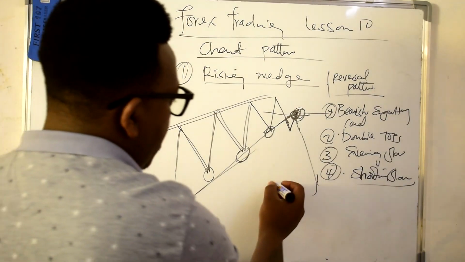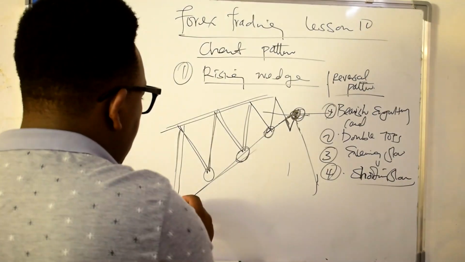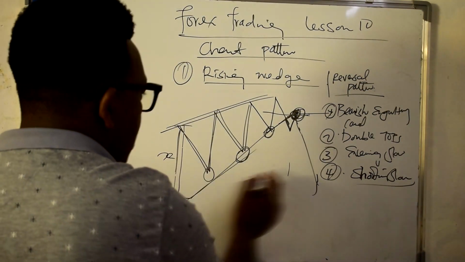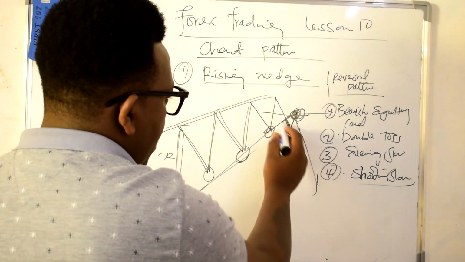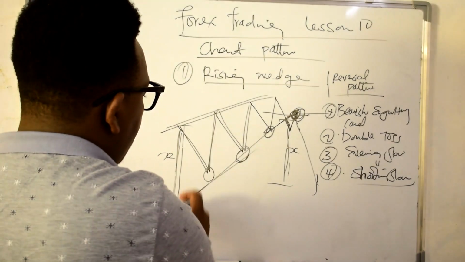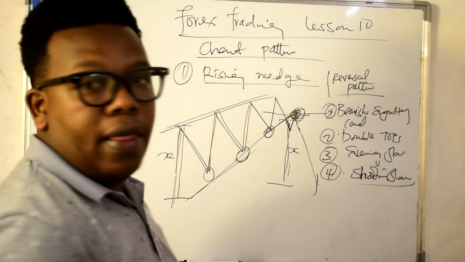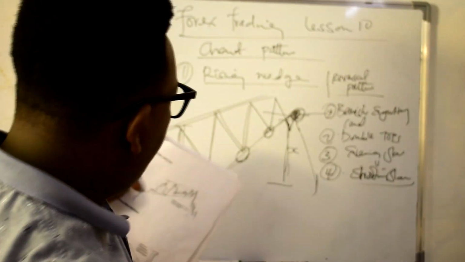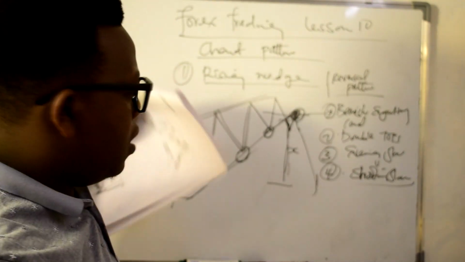So how do you anticipate how far the market is going to move? You just measure this distance x here. The market moves this proportional distance on the other side. So hopefully with the rising wedge you have understood that.